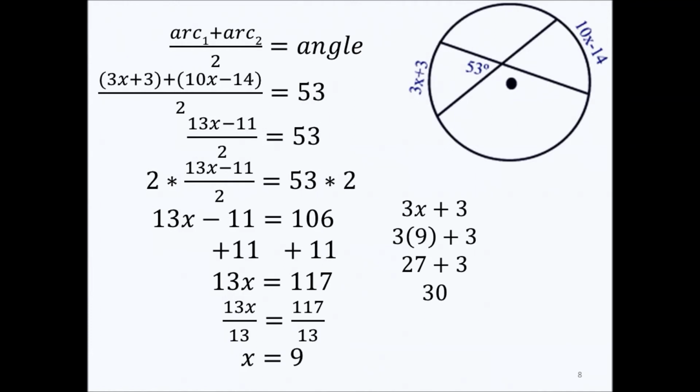To find arc 2, we're going to substitute 9 for x. So 10x minus 14 is the expression that we're given. We substitute the 9. 10 times 9 minus 14. 10 times 9 is 90. So 90 minus 14 will give us 76. So the value for the second arc is 76.